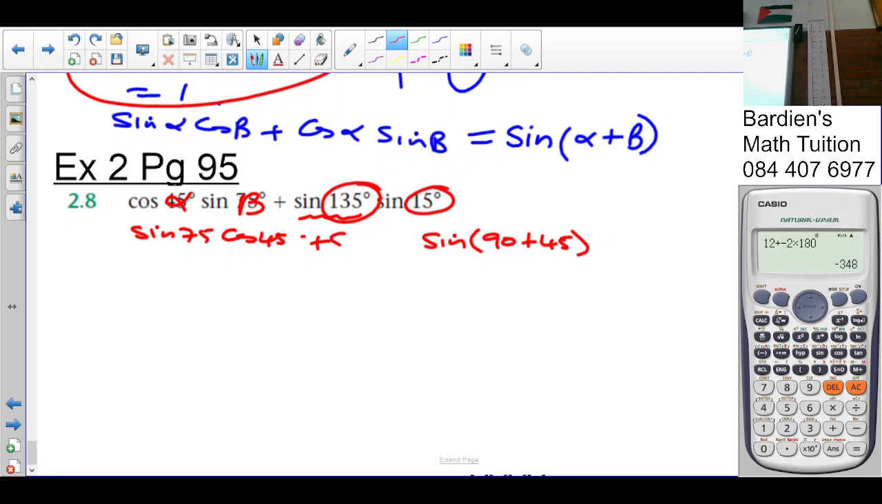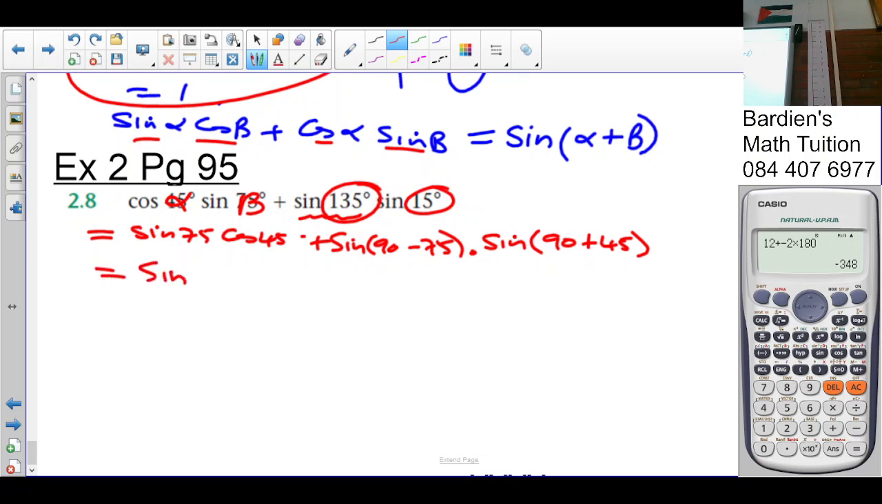90 minus again. Not so? Sine 90 minus 70. Why am I writing it like that? So that this is going to give us sine cos, cos sine. That's what I want. Okay? So that's simply going to give us sine 75, cos 45.